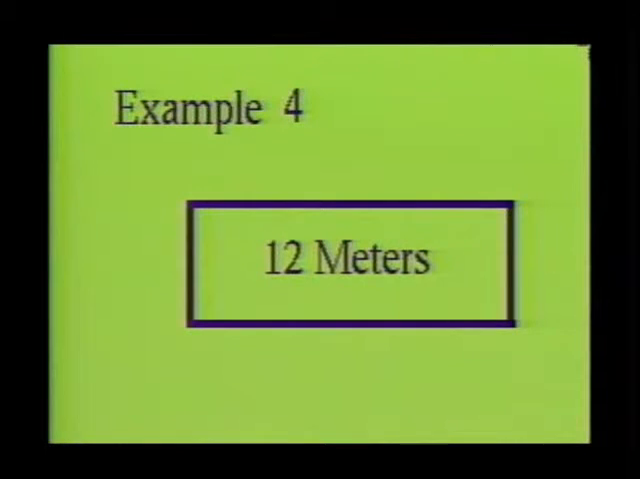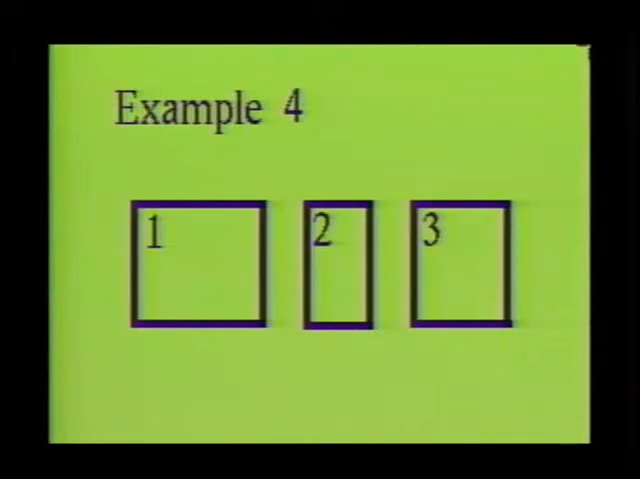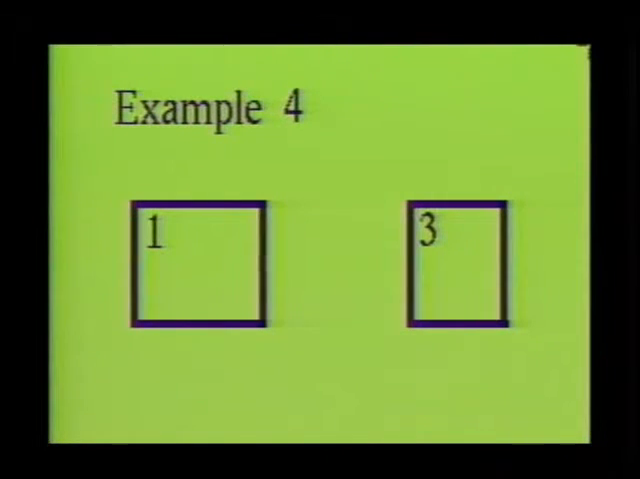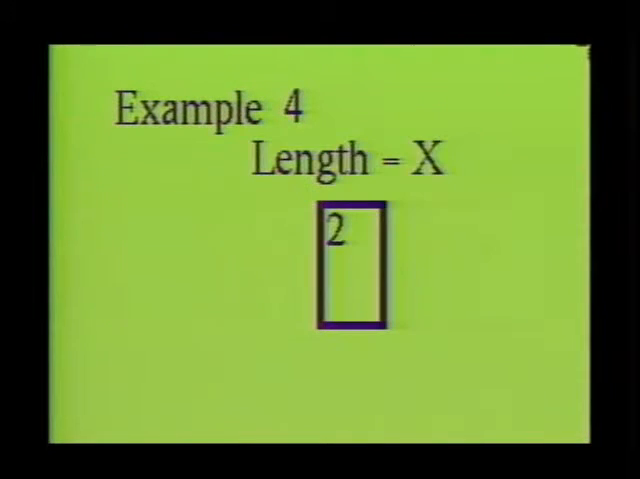Example 4. A board 12 meters long is cut into 3 pieces. The first is 3 more than twice the second. The third is 5 less than 4 times the second. Find the length of each of the smaller boards. First, let's define the lengths of the smaller boards. Since the first and third boards are described in terms of the second board, we will let the length of the second board be x.